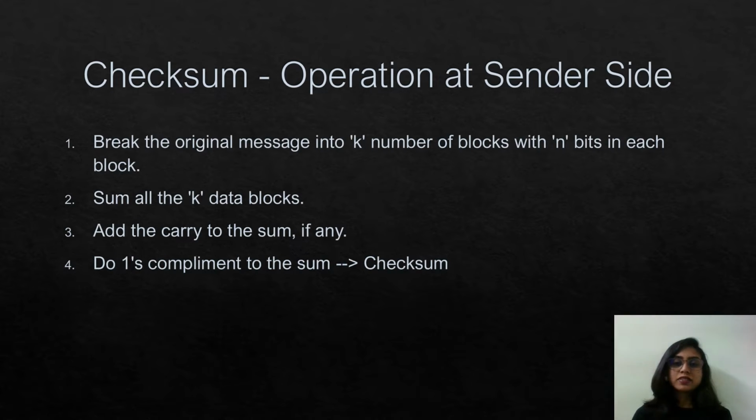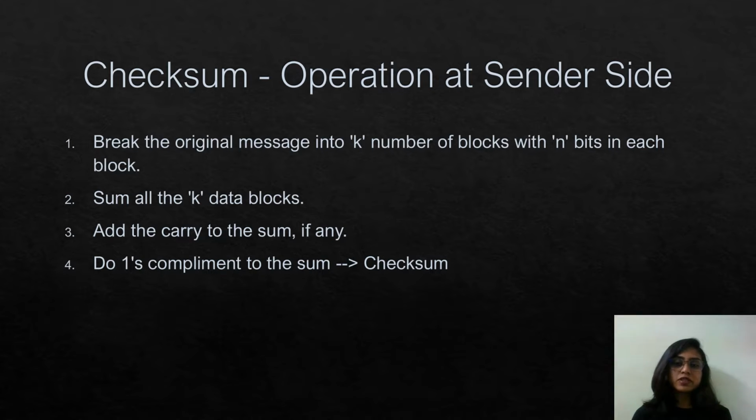Now let's see how this checksum is created on the sender side. The operation of creating the checksum on the sender side involves four steps. Step number 1: break the original message into a number of blocks with n bits in each block. For example, if we have 20 bits and we want 4 blocks, we will have 4 blocks with 5 bits in each block.